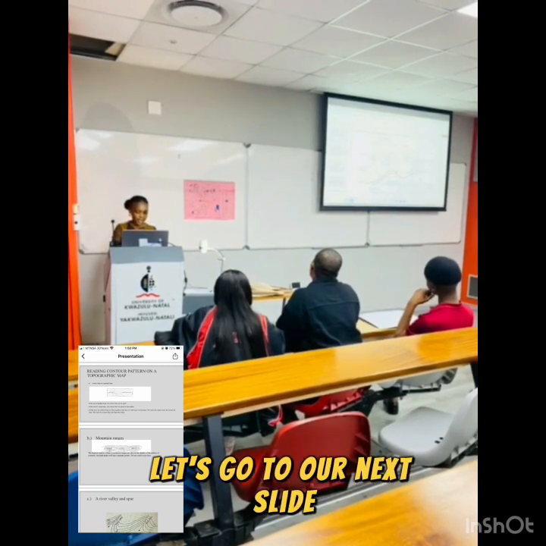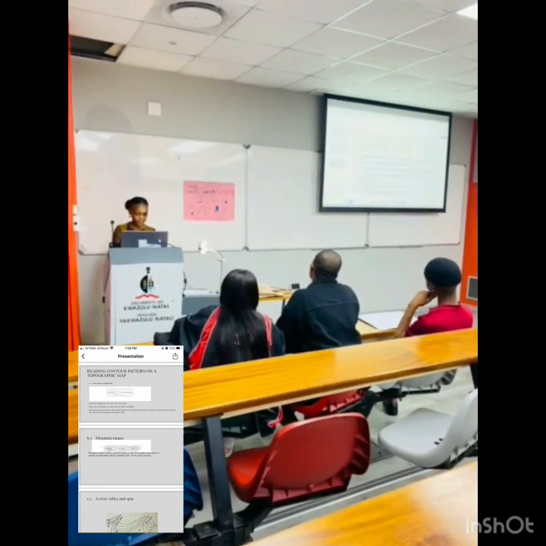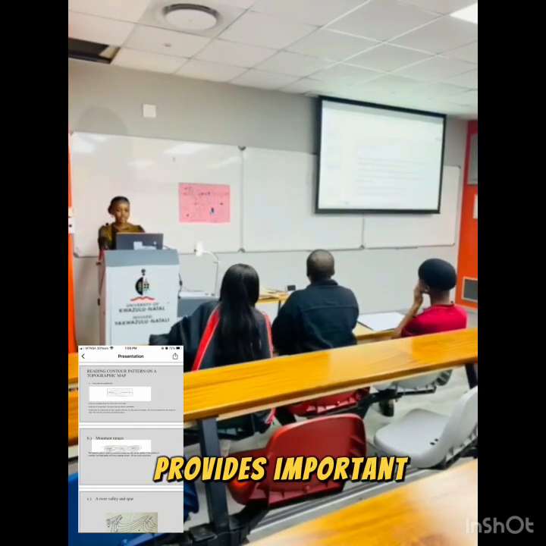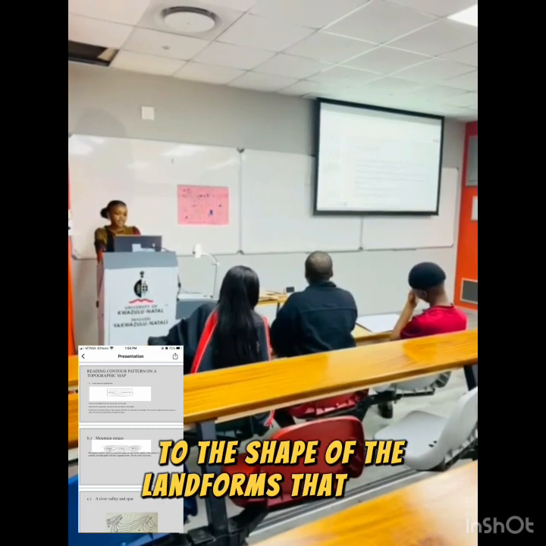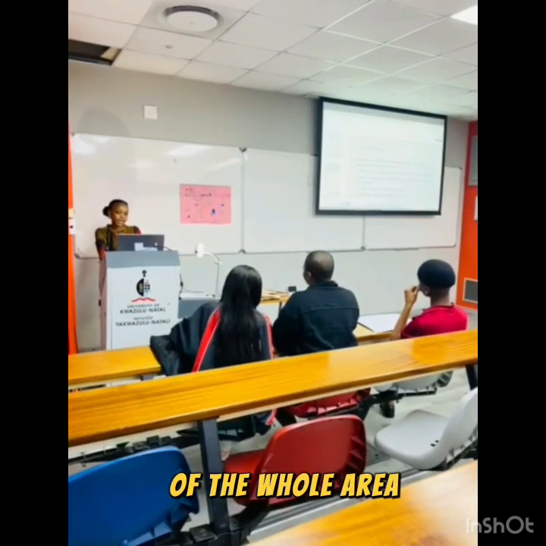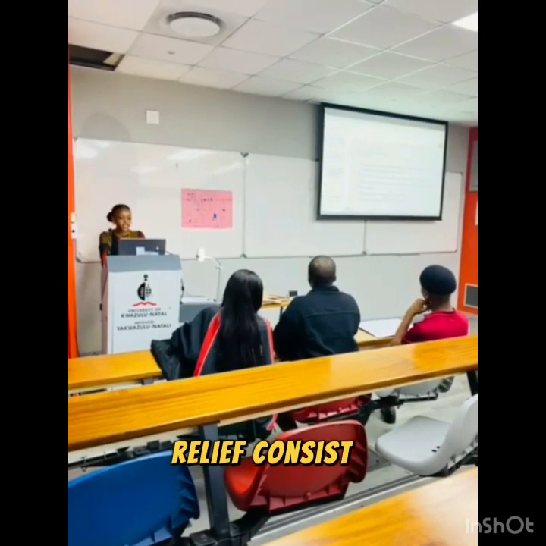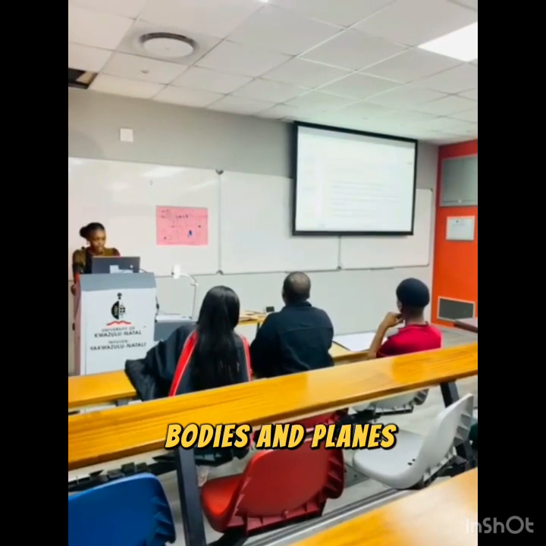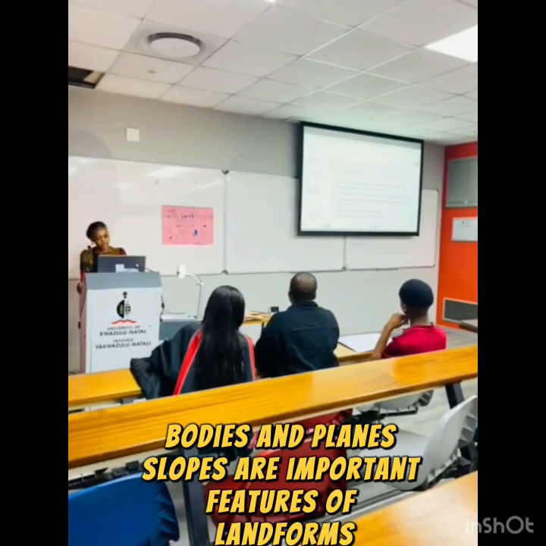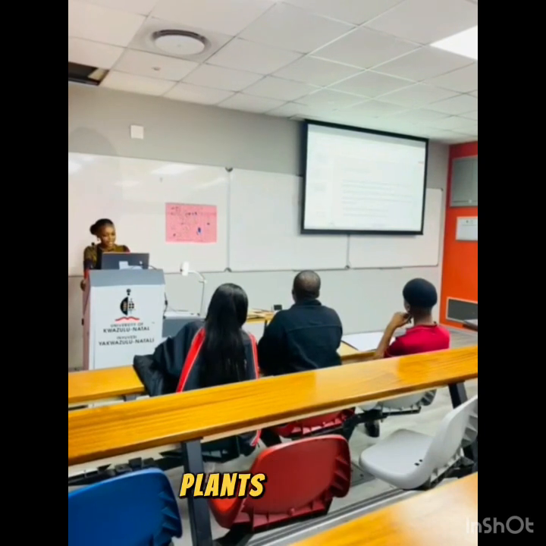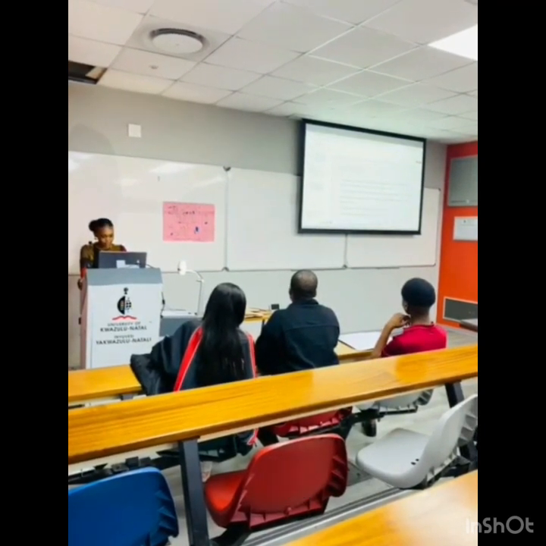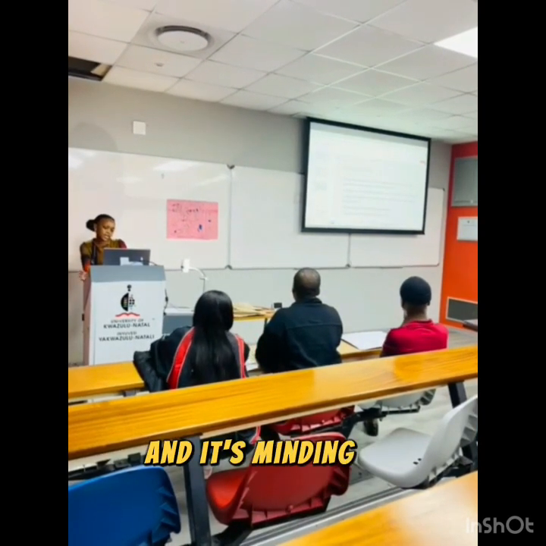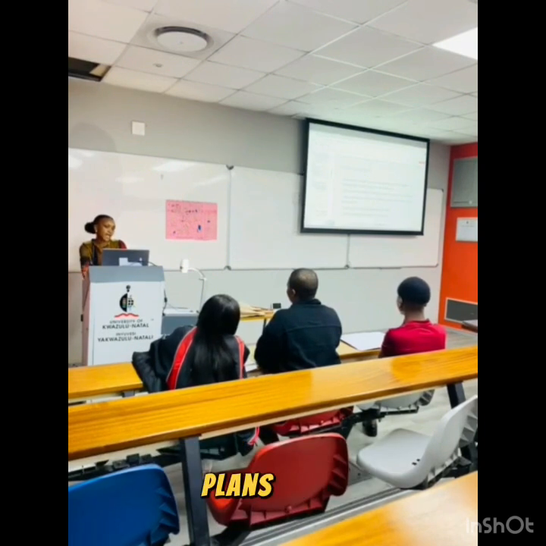Let's go to our next slide. Okay, the pattern of contour lines provides important clues to the shape of the landforms that make up the relief of the whole area. Relief consists of different landforms, such as mountains, valleys, and plains. Slopes are important features of landforms and determine where people live, plant, and build. Why are they saying that slopes are important for determining where people live, or plant, or build?